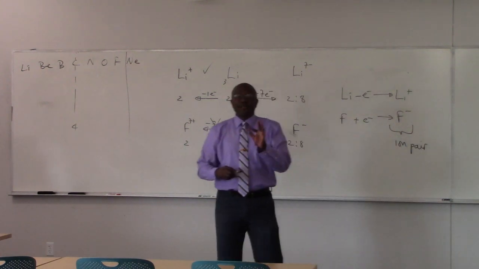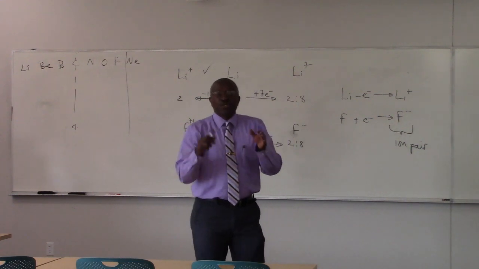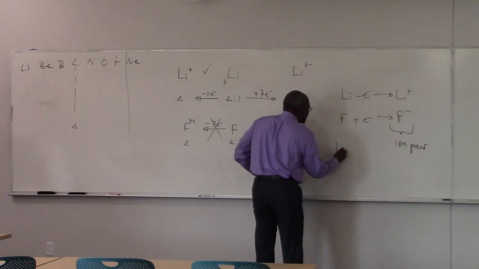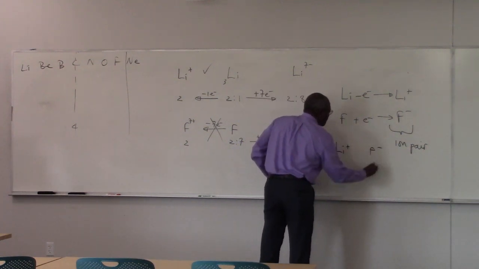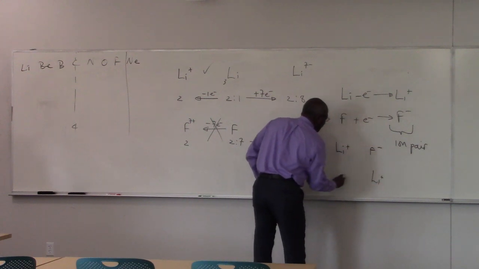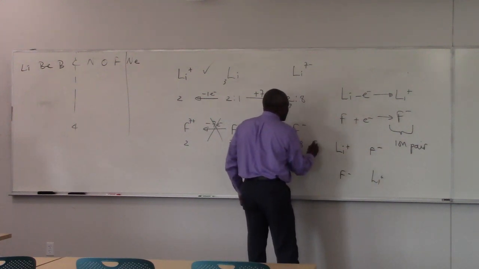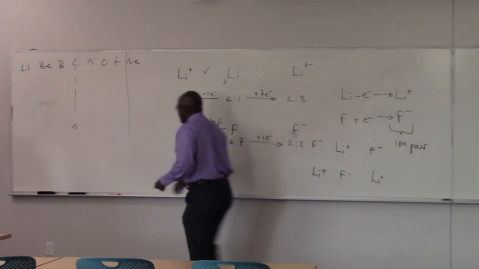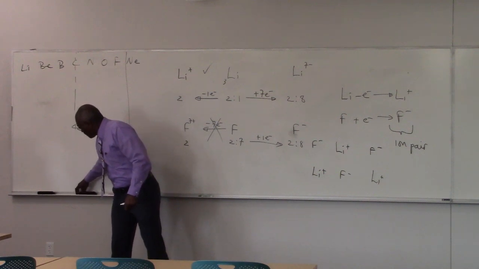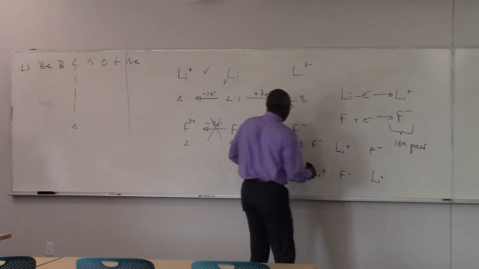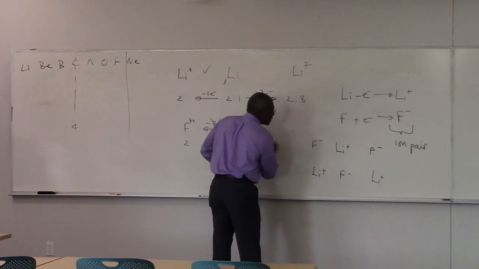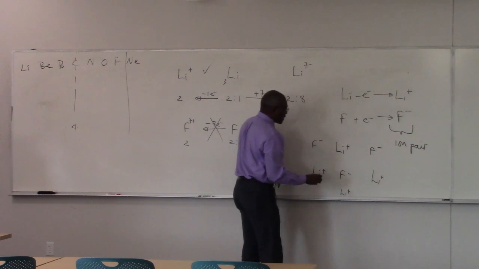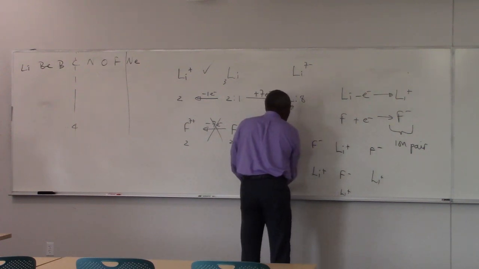Okay, positives and negatives attract. So there's a force of attraction that now arises between the lithium plus and the F minus. And what this force of attraction does is it causes the ions to assemble into a lattice in which each ion is surrounded by what's called its counter ion, or its Gegen ion. So for example, I'm just going to put this here.